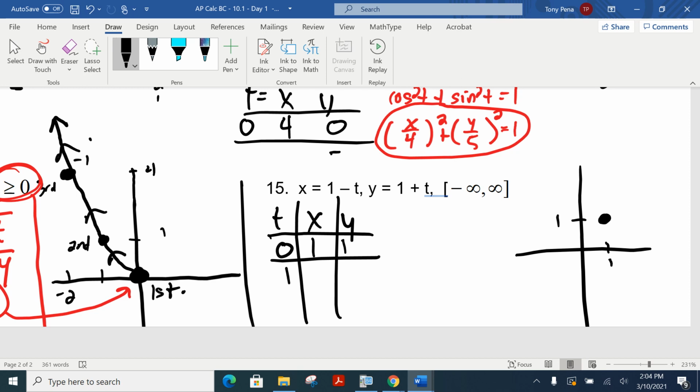Then I'm going to pick the x value or time value of 1. 1 minus 1 is 0. 1 plus 1 is a 2. So 0, 2 is the next point. If we know it's a line, that's all we need, right? Like 2 points is all we need to make a line. We went from here to here. So we know our direction is this way.